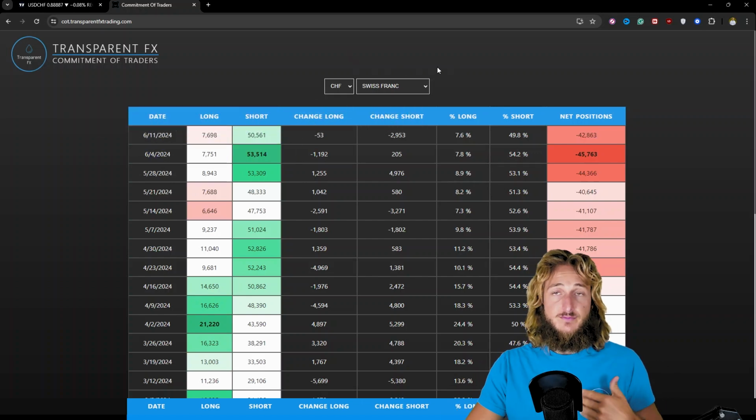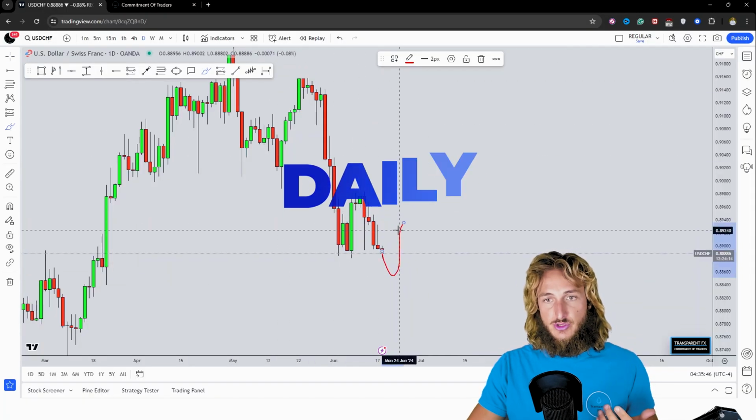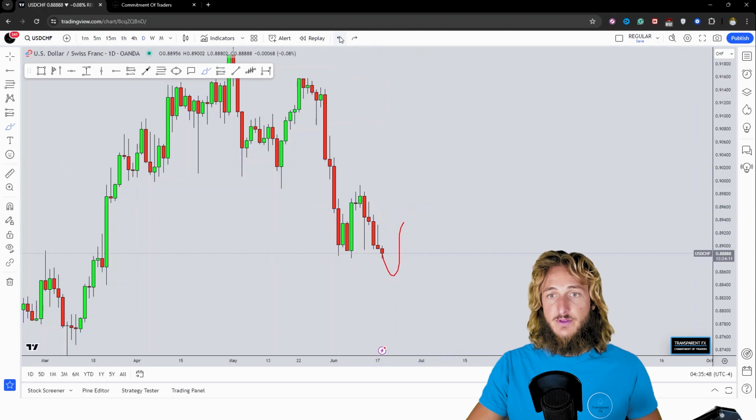And a strengthening USDCHF increases the probabilities to see a potential rejection to the upside and completion of this M pattern.